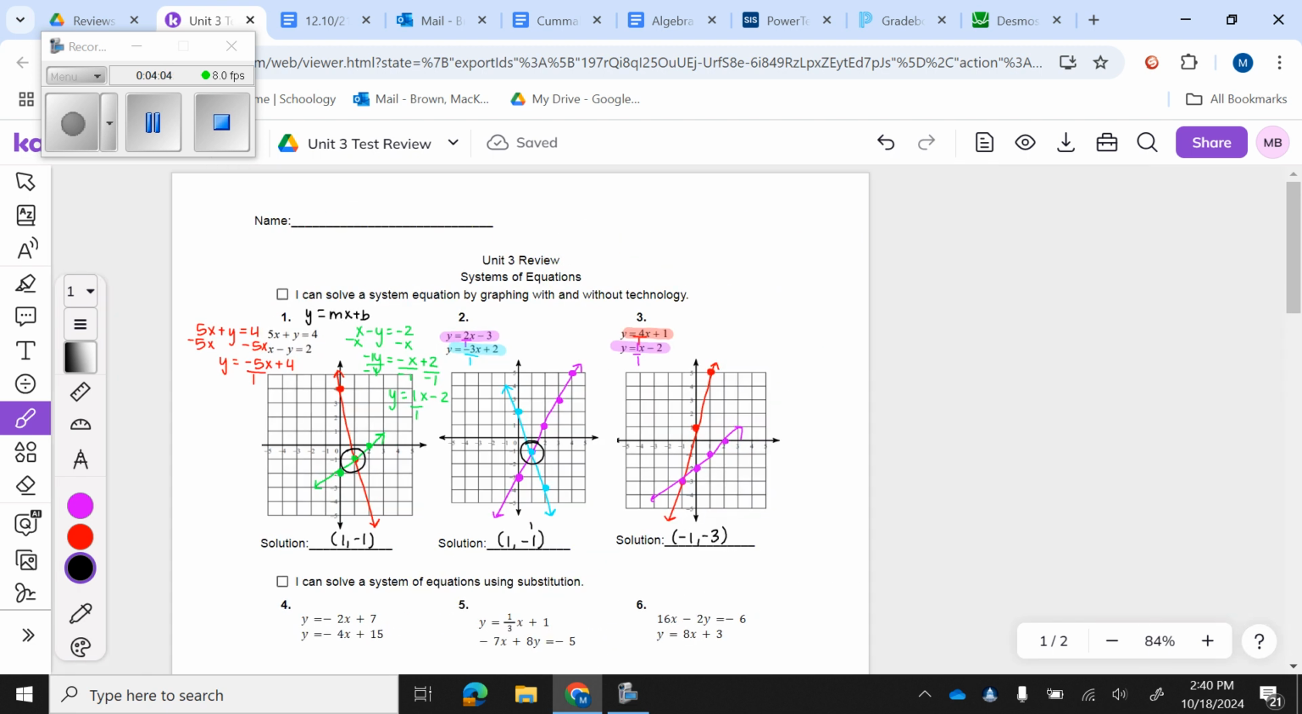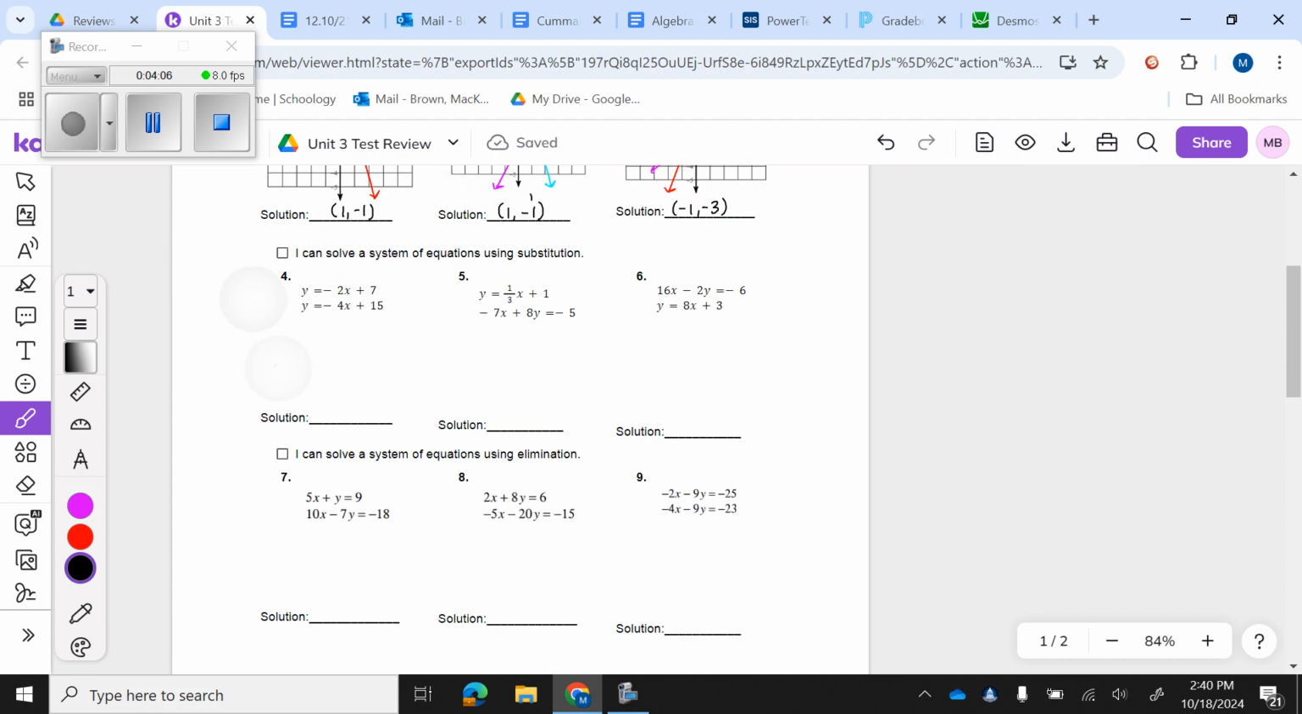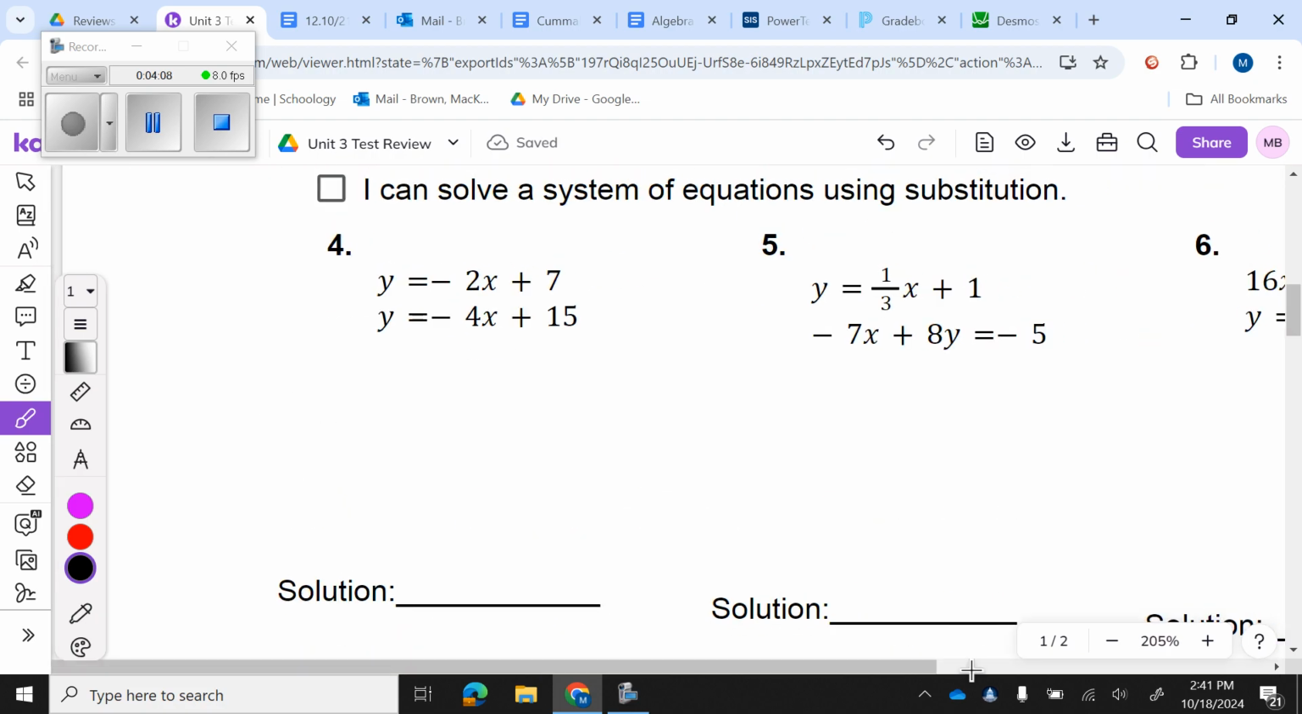All right. Looking at number 4, it wants me to solve it by substitution. Well, y'all, anytime it gives you that they're both equal to y, you're just going to set them equal to each other. So I'm going to set negative 2x plus 7 equal to negative 4x plus 15. Okay? To solve this equation, I'm going to add 2x to both sides.